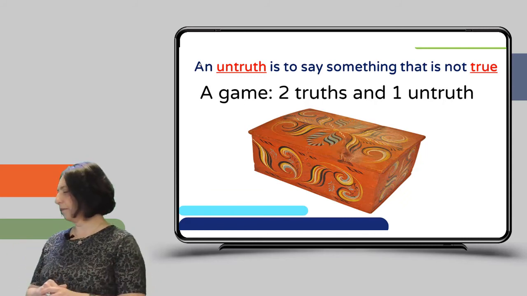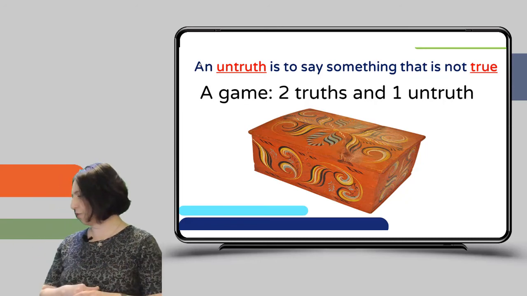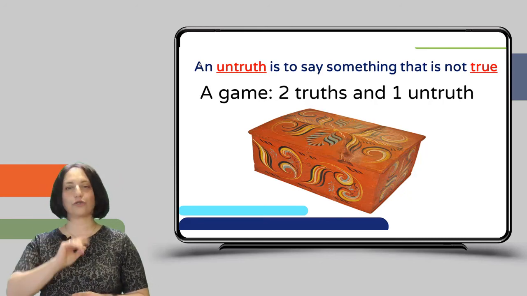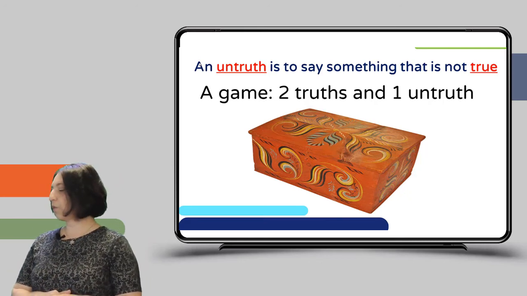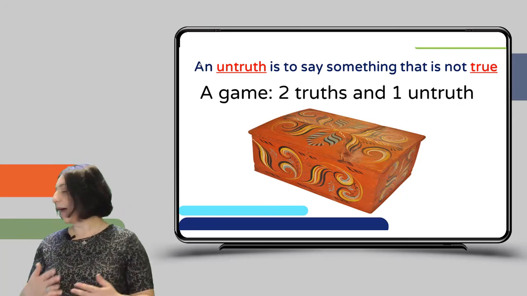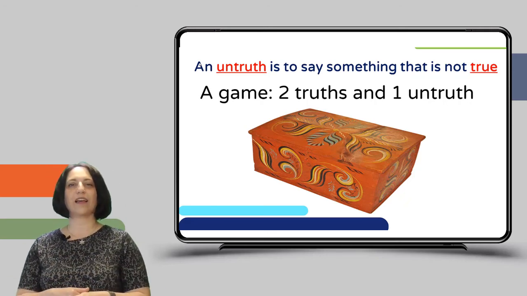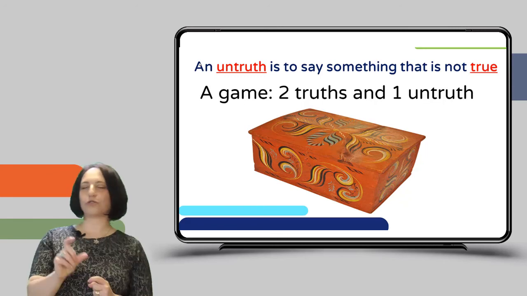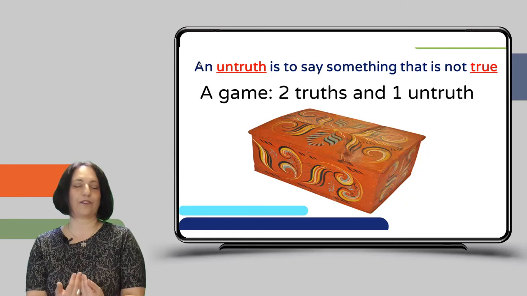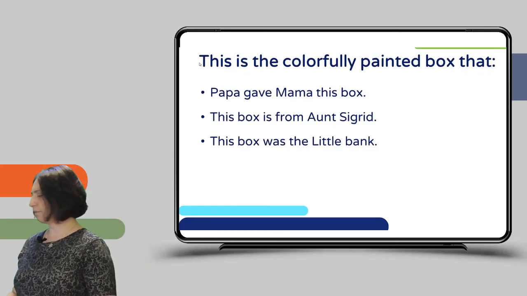So we're going to play a game now, and we call this game 2 truths and 1 untruth. An untruth is to say something that is not true. So you're going to have to think of 2 truths and 1 untruth. Do you notice the not truth? Okay, so let's play the first one. I'll play the first one with you, and then the second one you can make up yourselves.